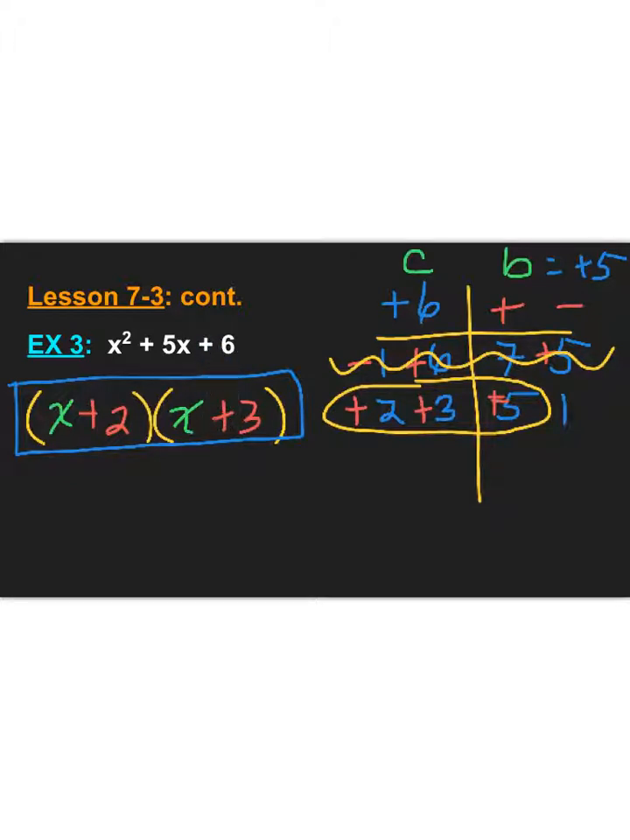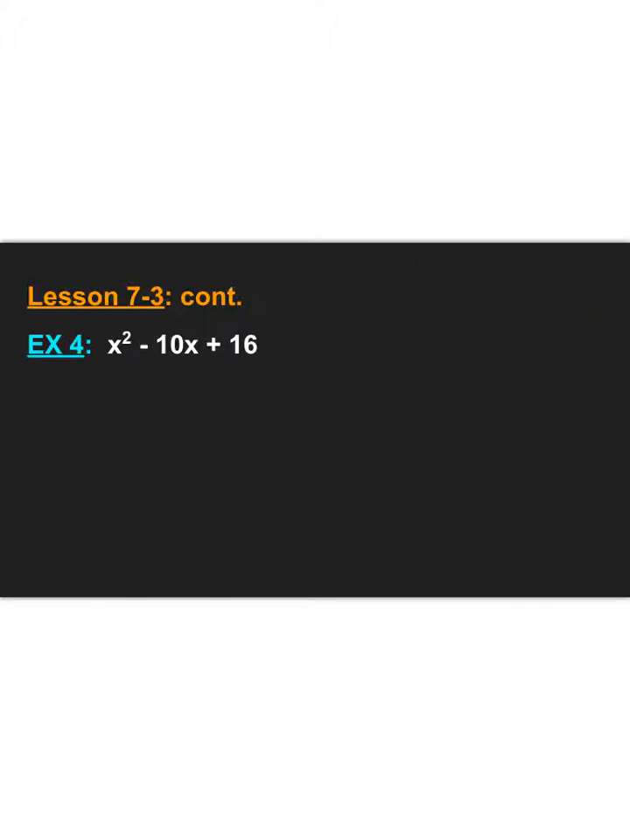Next example. Example 4. So this time we do have a negative b, but we still have a positive c. So if we read it backwards, so we have an idea again of where we're going, we're going to take the factors of 16 and add them again until we get negative 10.